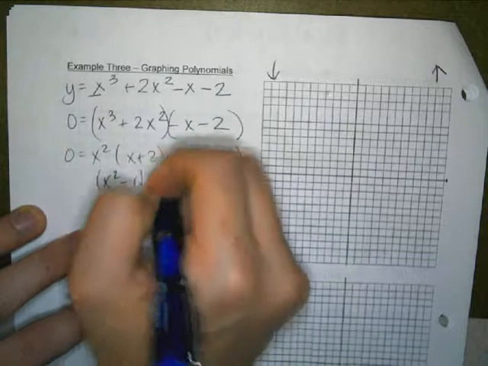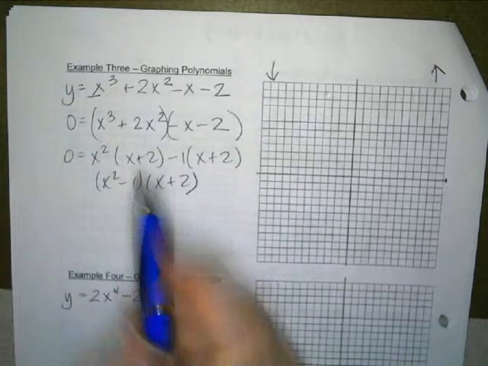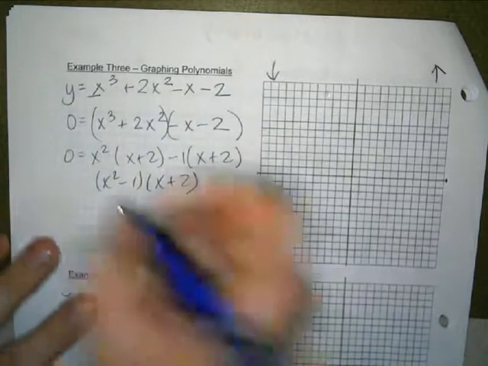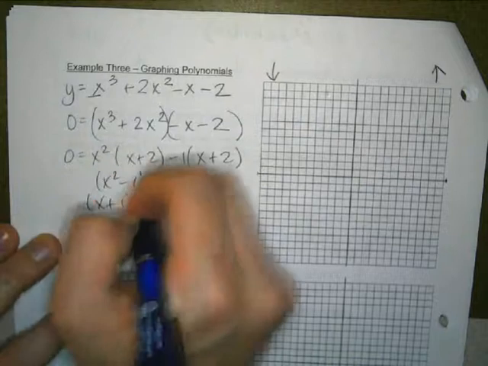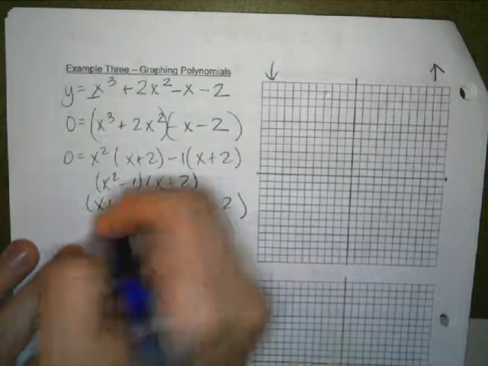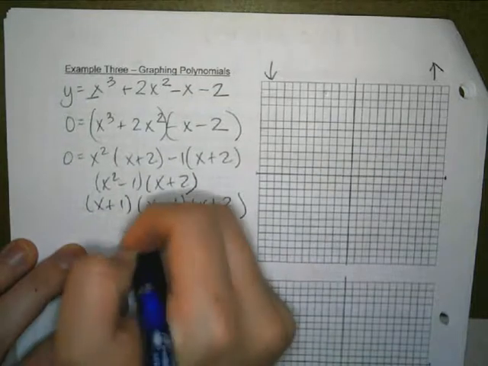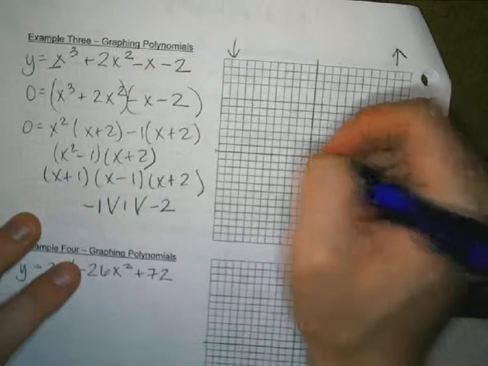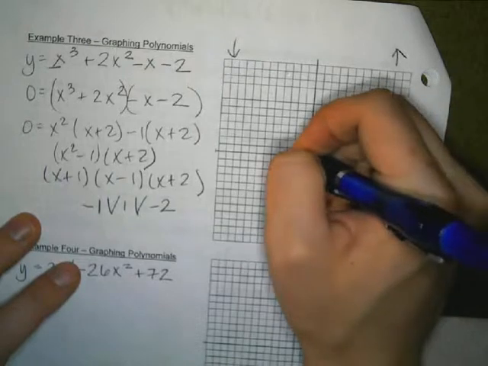This is a situation that's not completely factored because this is a difference of squares. So that's going to break up into x plus 1 times x minus 1 times x plus 2. So my 3 x-intercepts are going to be -1, 1, and -2. So I'm going to go ahead and plot those right off the bat. And we'll talk about the graph.